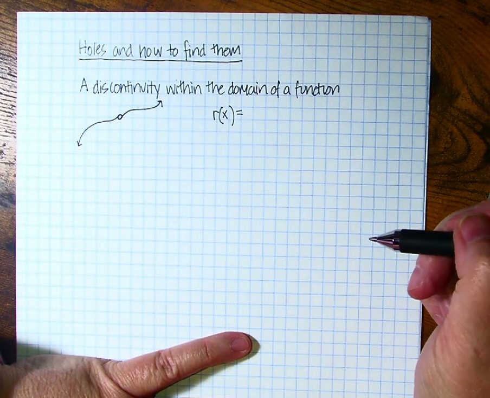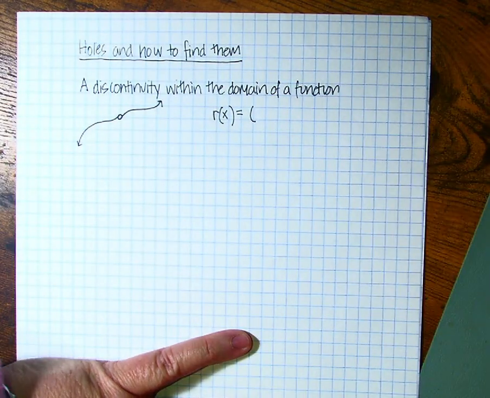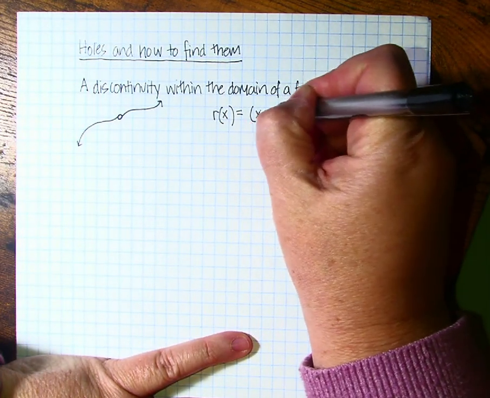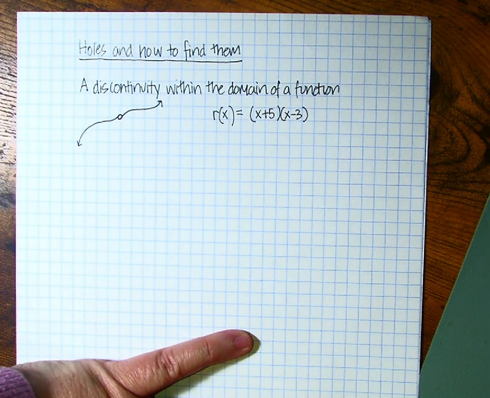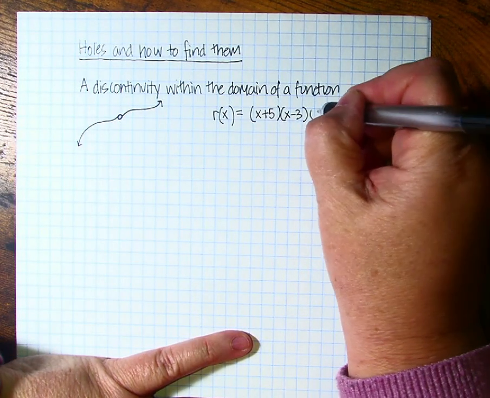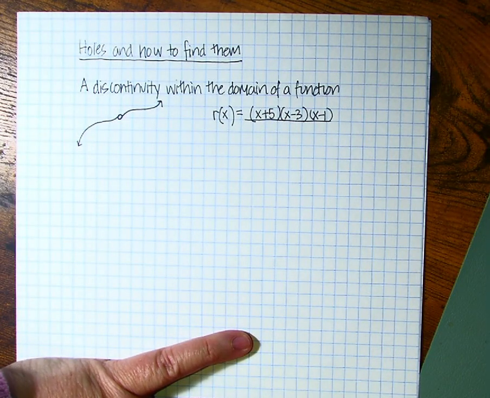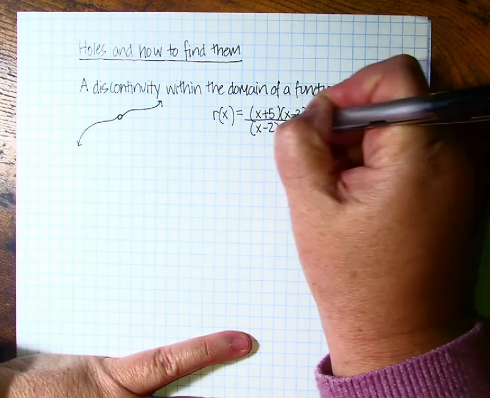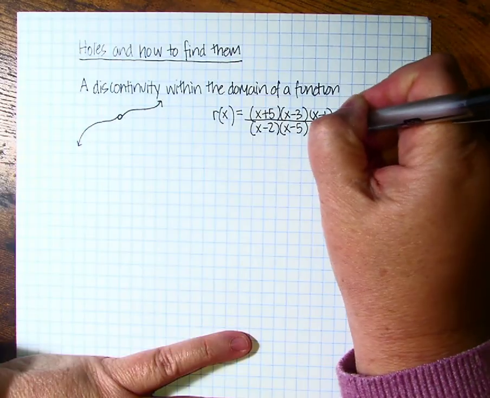If you have an r of x that is, for example, we'll start with a factored form. Let's say we've got an x plus 5 and x minus 3, and then let's give it one more, x minus 1. And all of that is within the numerator. And then within the denominator, you've got an x minus 2. You've maybe got another x minus 5 this time. And you've got an x minus 1.